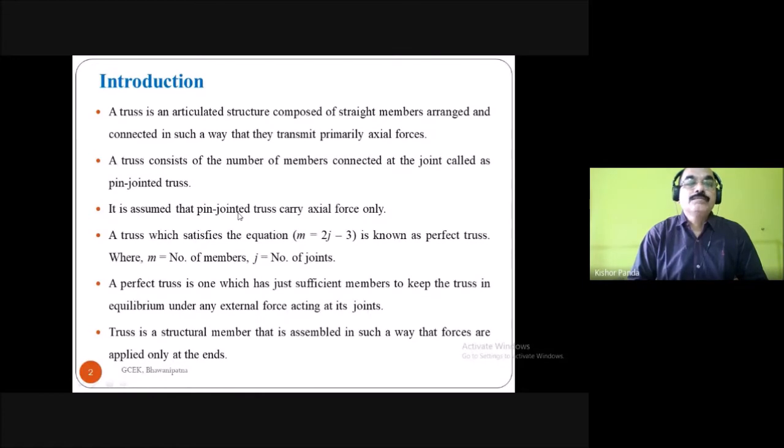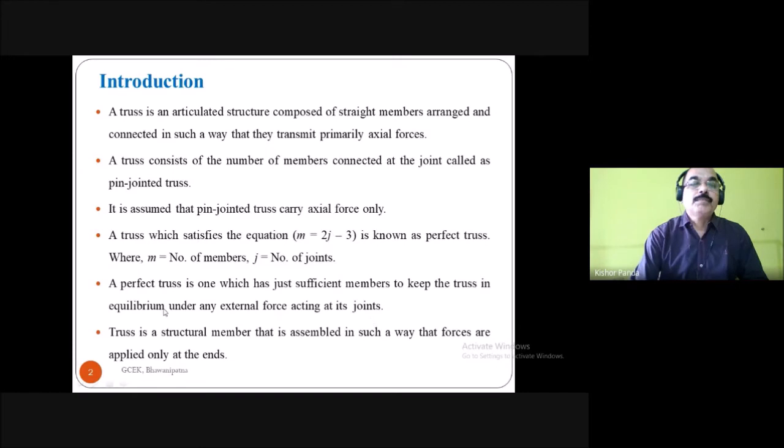And you know, a truss which satisfies the equation m is equal to 2j minus 3 is known as a perfect truss, where m is the number of members and j is the number of joints. You know that is from the statically determinate and indeterminate structure. So already we have derived this one. When the number of members is equal to 2j minus 3, this is called the perfect truss. If m is not equal to 2j minus 3, this is your imperfect truss.